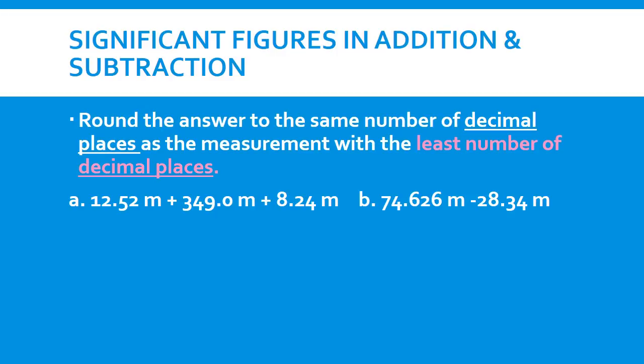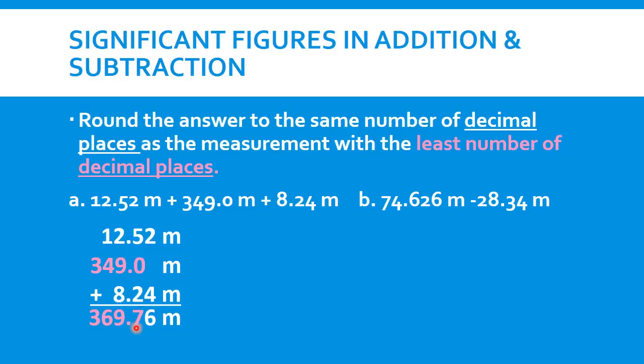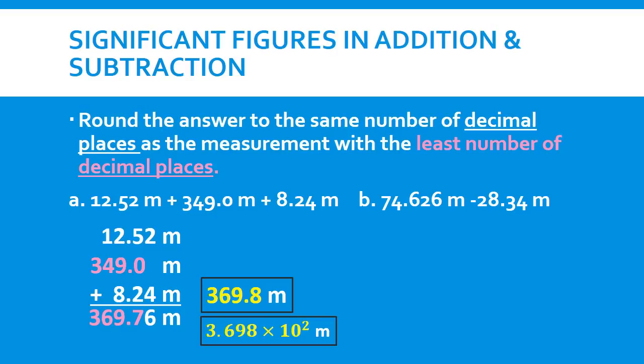Let's look at an example. So we have these 2 examples. So we're going to add these. Now when we look at this one, the second number only has 1 decimal place. So that means our answer cannot be more precise than 1 decimal place. So we're going to add these numbers as normal, but we're only going to go to 1 decimal place. When we get 369.7, the number after the 7 is 6. So that means we need to increase it by 1, 369.8 meters. And if we write it in scientific notation, it is 3.698 by 10 to the 2.